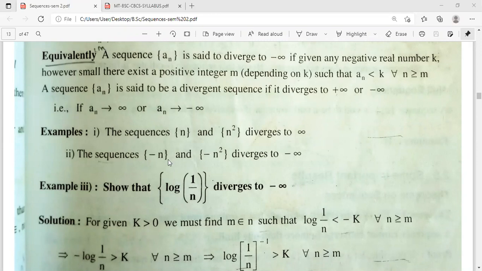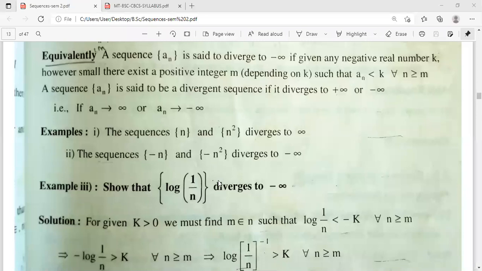In the second case, minus n and minus n squared, in the same way these two diverge to minus infinity. Again the same thing: limit a_n as n tends to infinity, with a_n equal to minus n, limit of minus n as n tends to infinity gives minus infinity. Similarly, limit of minus n squared as n tends to infinity is equal to minus infinity.